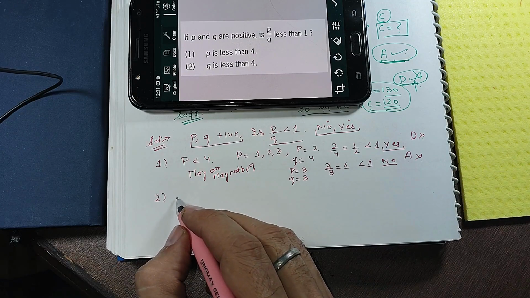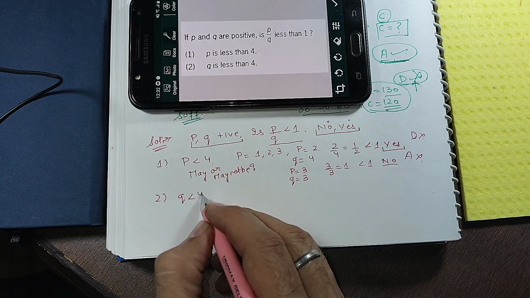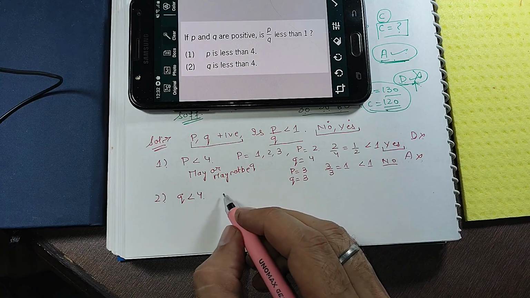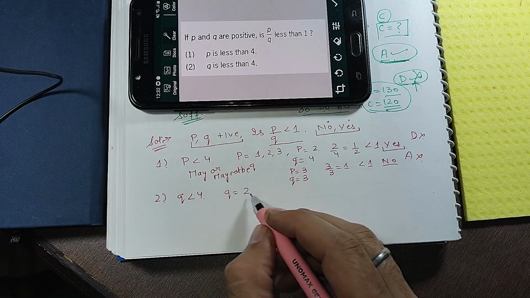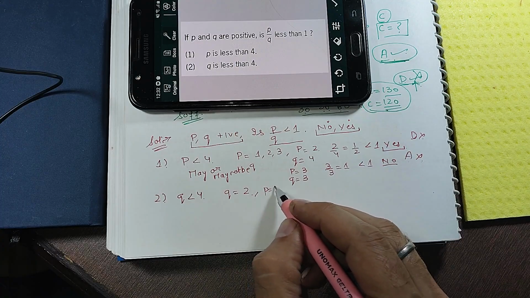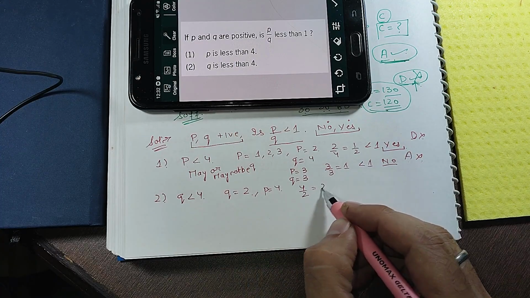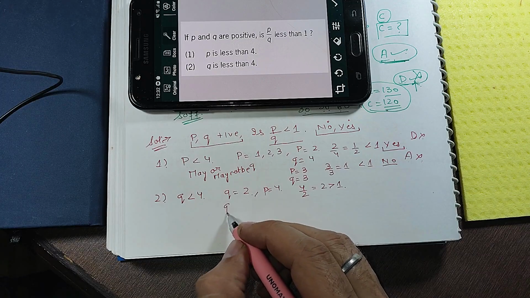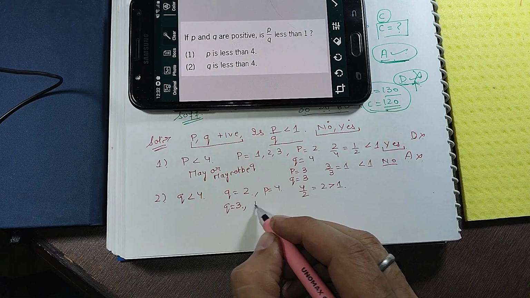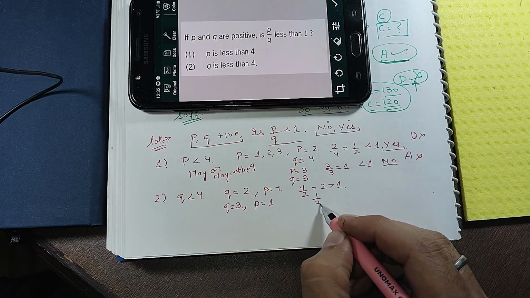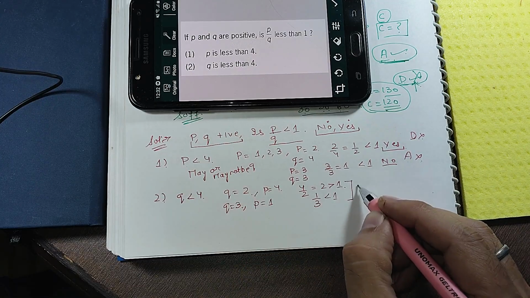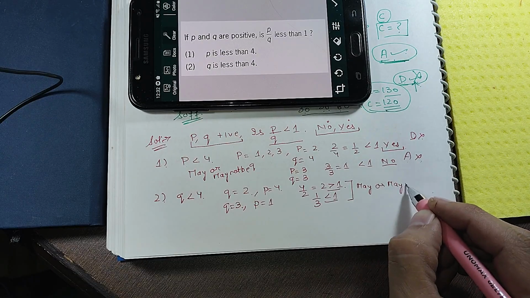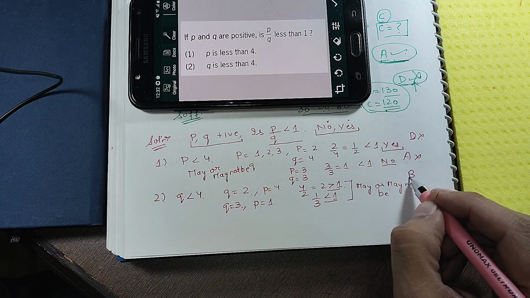Now, statement B says that Q is less than 4. Again, same condition. Instead of P, Q is less than 4. So let us suppose Q is equal to 2, and let us suppose that P is taking value 4. So 4 by 2 is 2, which is greater than 1. Or if I take the value of Q to be 3, and P to be 1, in that case, that will be 1 by 3, which is less than 1. So again, may or may not be. Both greater than and less than 1 are coming out, so statement B is also discarded.